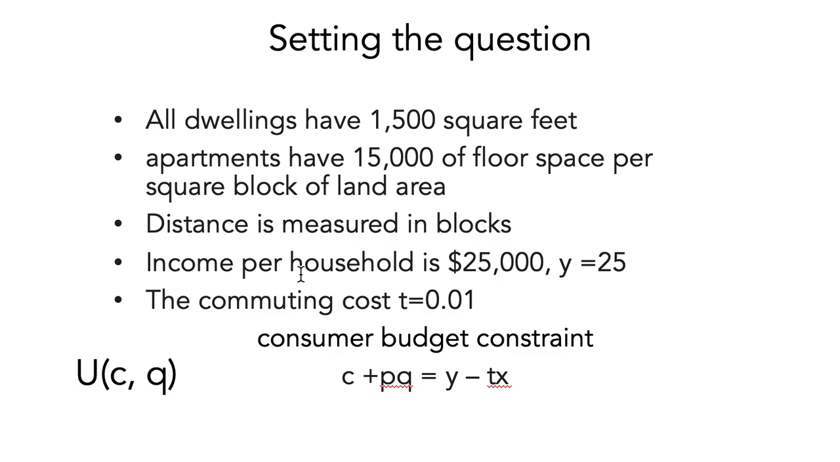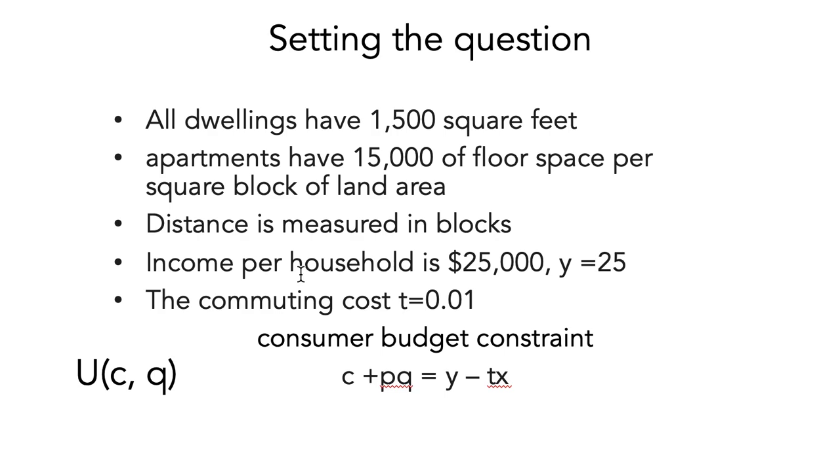These two restrictions are telling you that in this case, you are not allowed to change the height or the size of the buildings in this city. So you need to adjust via prices. The distance is measured in blocks. The income per household is 25,000, but we're going to be using units in thousands, so we take the 3 zeros away. Y will be 25, and the commuting cost is 0.01.